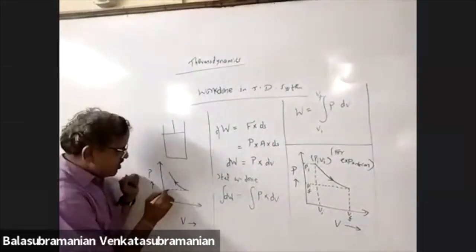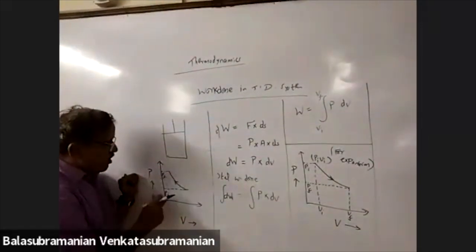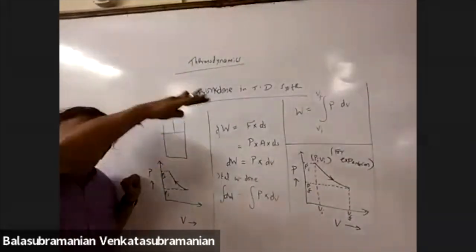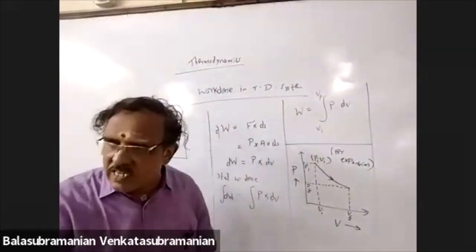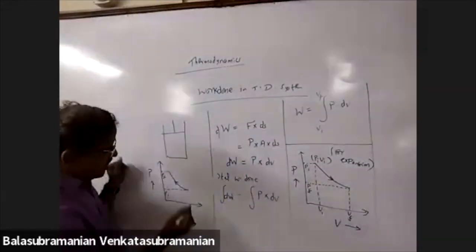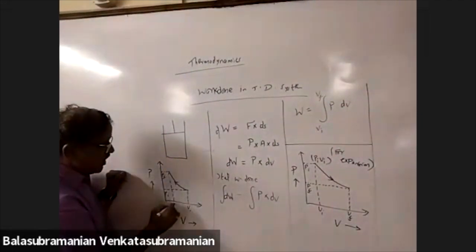What is this? Pi. What is this? Initial pressure is here. Final pressure increases. So compression means pressure increases, volume decreases. See, this is initial volume Vi. This is final.